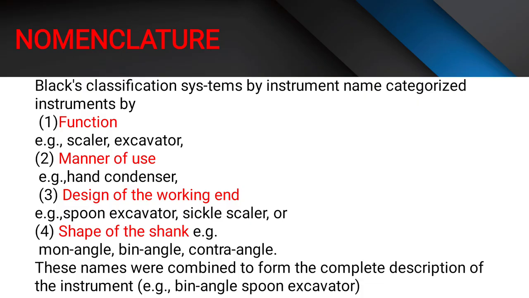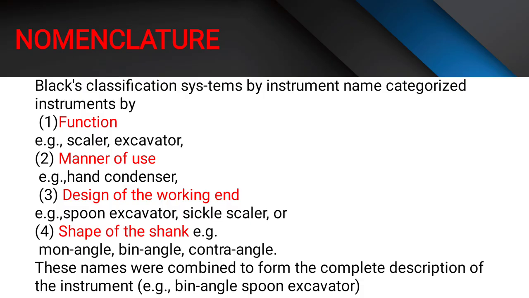For example, biangle spoon excavator indicates a spoon excavator, which is in the shape of a spoon and used to excavate the remaining undermined areas or soft debris in the tooth preparation. The biangle represents the number of angles of the shank and the spoon represents the shape of the instrument.